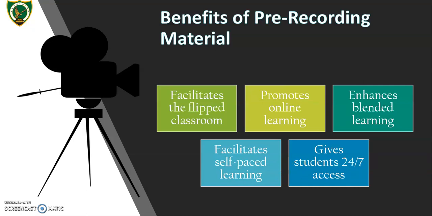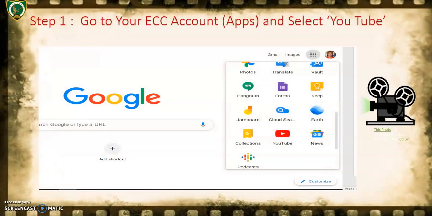So we know we're going to use recorded material. How do we get to YouTube? Well, first, you want to go to your ECC account, to the Apps button, and from the drop-down menu, select YouTube. I would recommend that before you start this exercise, you sign out of all Gmail accounts and then sign back into your ECC account in order to ensure free and easy access.